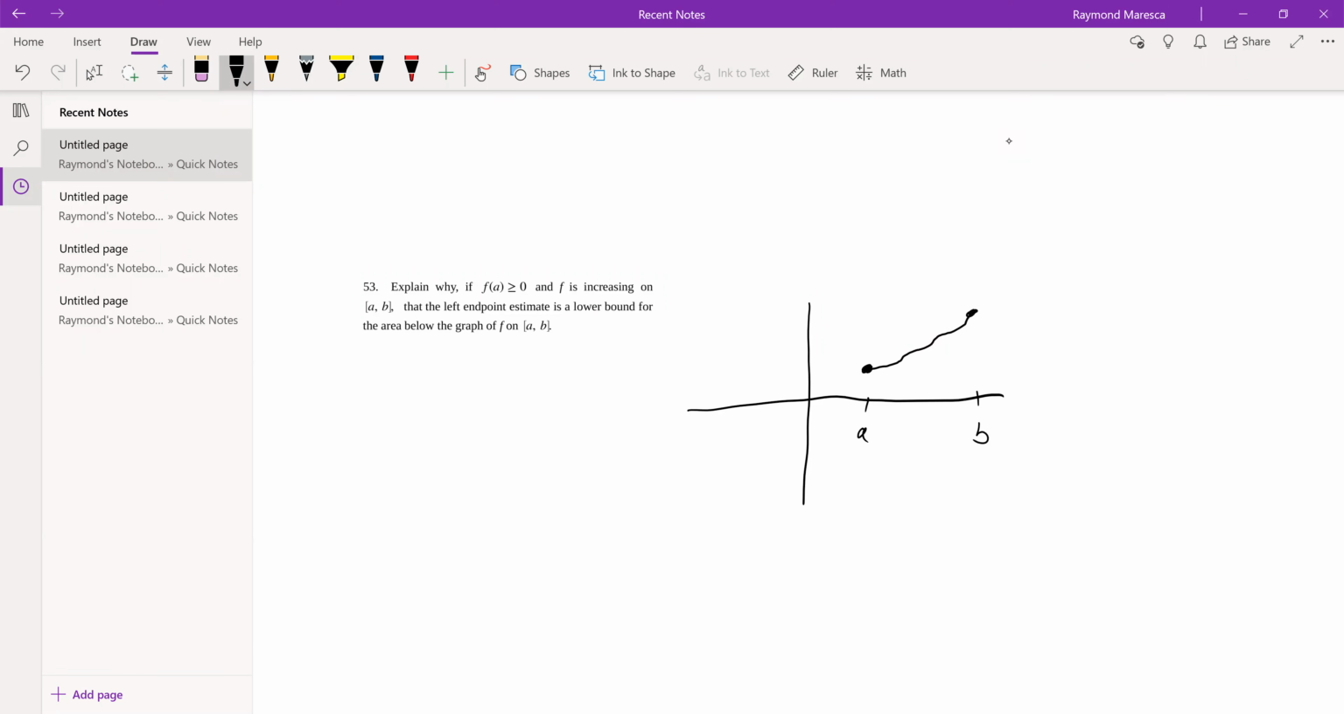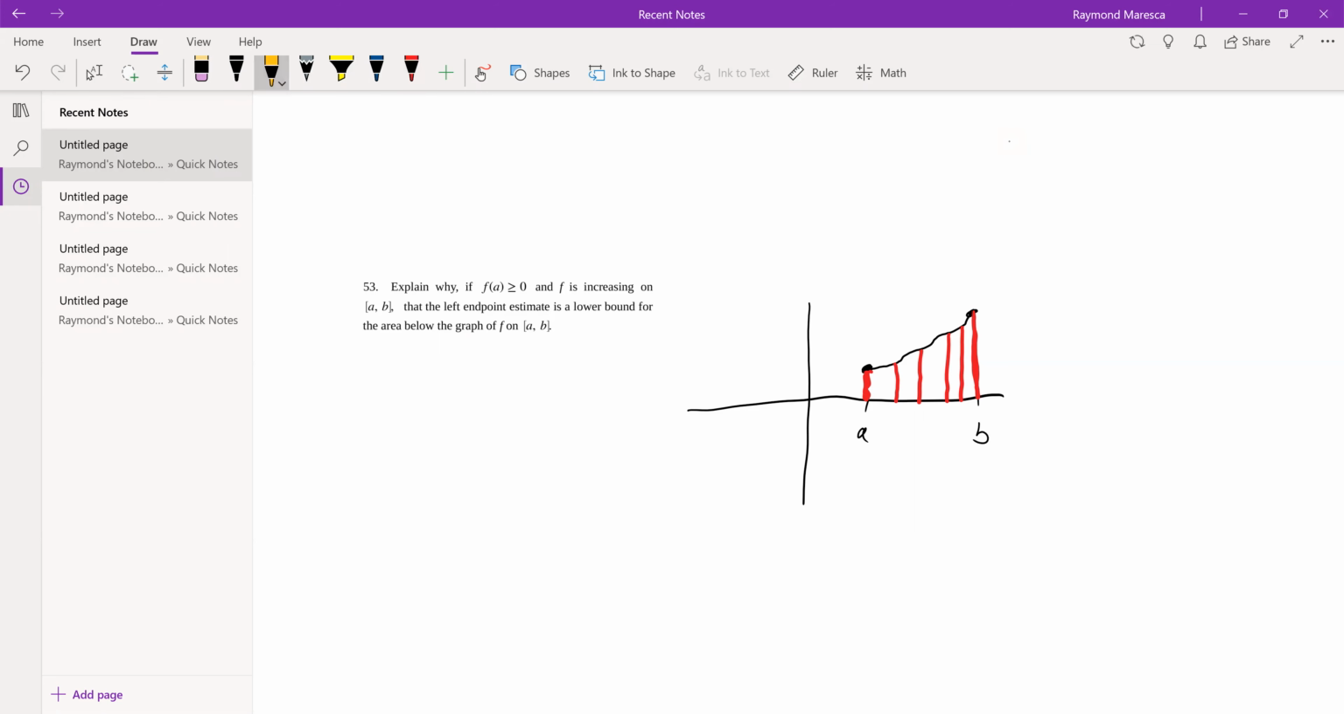like that. So we need to explain why the left endpoint estimate is a lower bound for the area below the graph. So what is a lower bound? Well, essentially what that's saying is that the left endpoint method gives the smallest possible approximation for the area under this curve. So let's partition AB like we usually do, like so, and we'll pretend those are equally spaced.